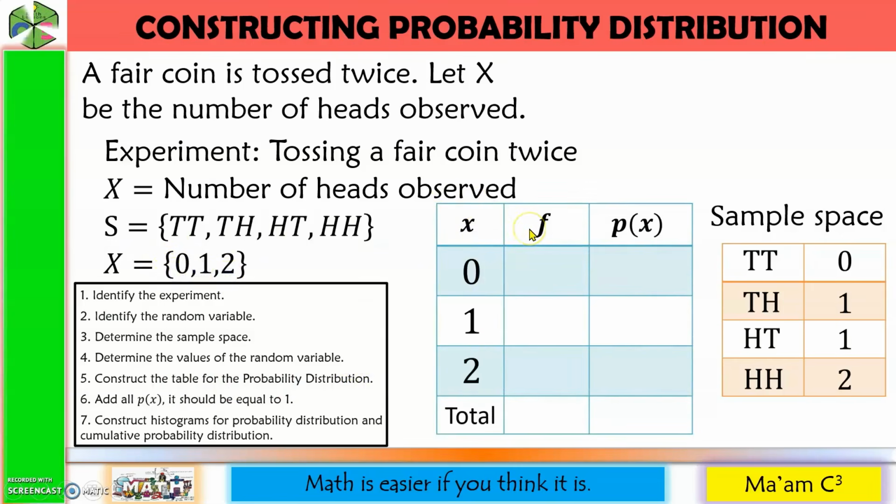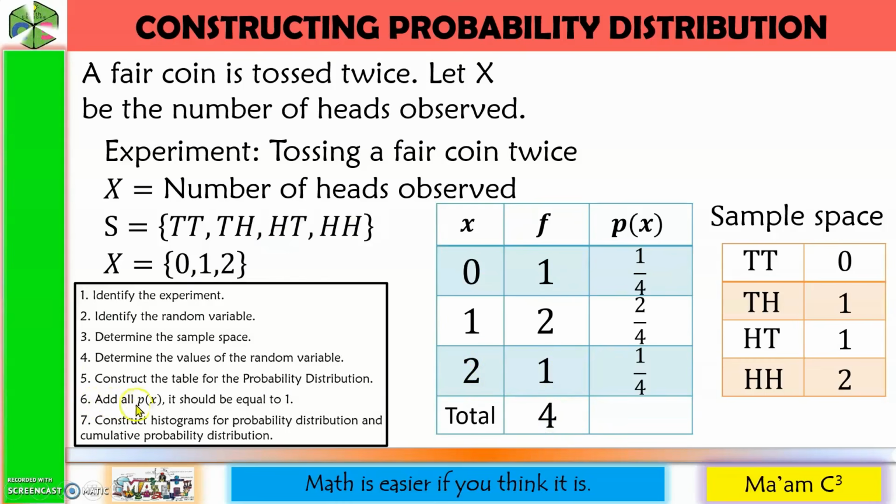For the frequency, let us look how many times 0 appears in our sample space. Just 1. 1 appears twice, so 2. And 2 appears just once. Now, let us add this up. 1 plus 2 plus 1 is equal to 4. For P of X, get the frequency divided by the total number. So, for 0, that would be 1 over 4. For 1, that is 2 over 4. And for 2, that is 1 over 4.